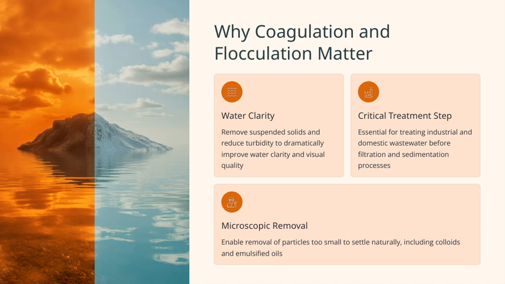Next, coagulation and flocculation are critical treatment steps, especially when dealing with industrial and domestic wastewater. They prepare the water for subsequent filtration and sedimentation, making those steps much more effective. Finally, these processes enable us to remove tiny particles that wouldn't settle naturally. This includes colloids and emulsified oils, things that are microscopic, but can cause problems if not properly removed. Overall, coagulation and flocculation are foundational to producing clean, safe water.